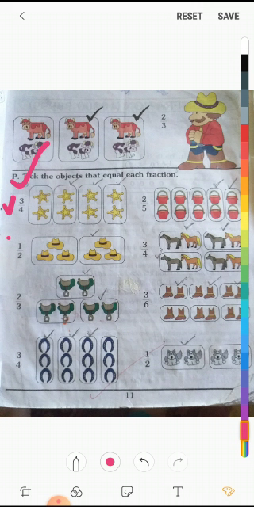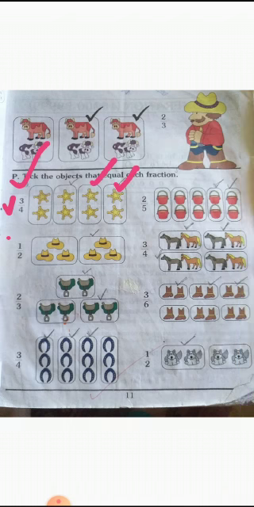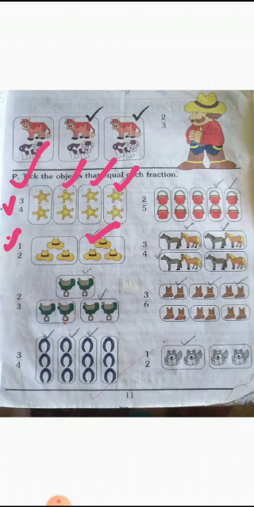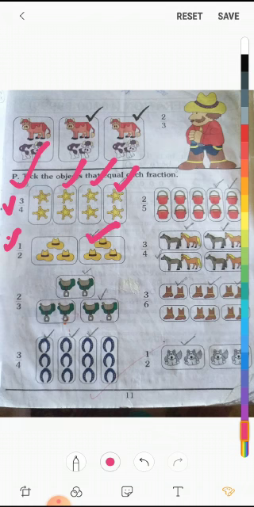4 sets of stars are given. 3/4 means out of 4 sets you have to tick 3 sets. You can tick any 3 sets. I am ticking these 3 sets. Right. Now come to the next question, 1/2. Here the fraction is 1/2 and there are 2 sets of hearts. Total sets are 2 and 1/2 means 1. You have to take 1 out of 2. I have ticked this one.